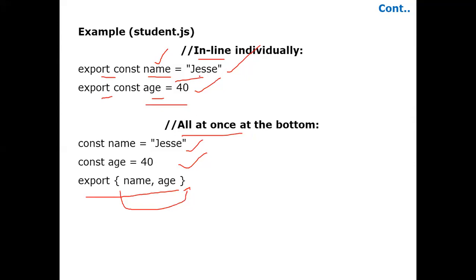Inline means one export at a time, another export at a time, like this, one by one. All at once means first declare whatever variables you want, and then put those variables in the curly braces of export and pass them at one time.